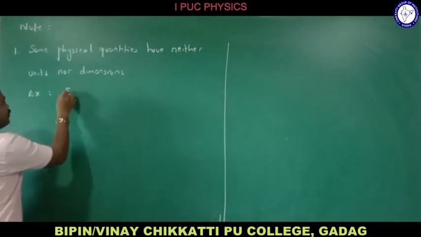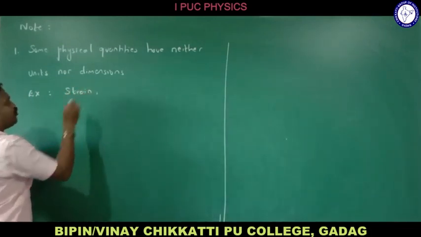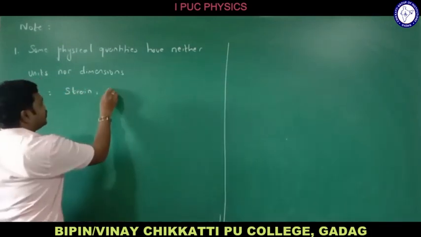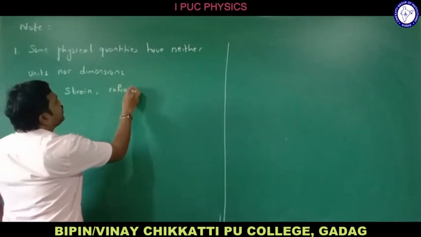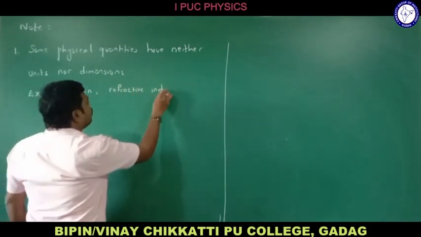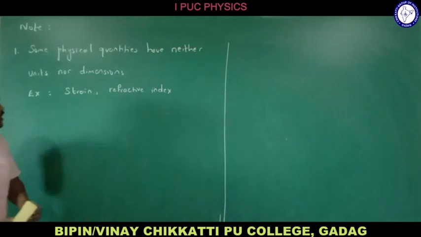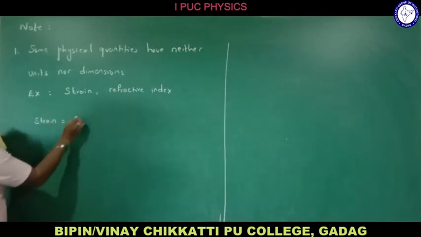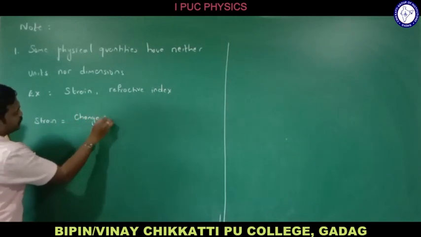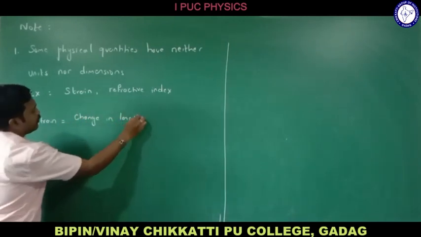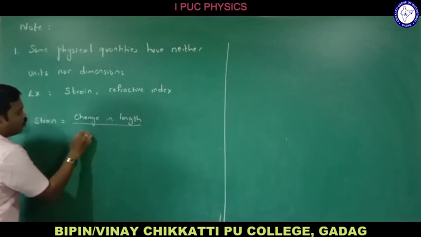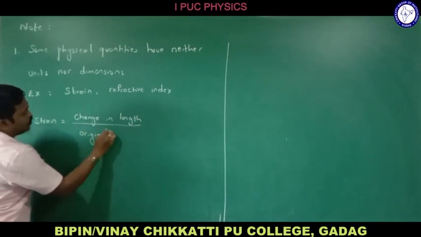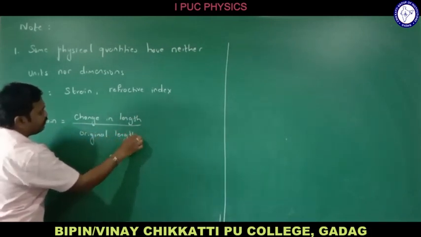Examples are strain. There is a physical quantity called strain, and there is a physical quantity called refractive index. Right. You will be learning about this in the further classes. Okay. What is strain? Do you remember the formula for strain is change in length divided by original length.